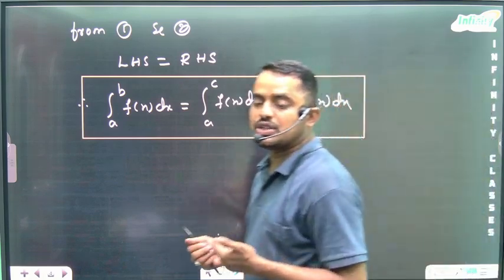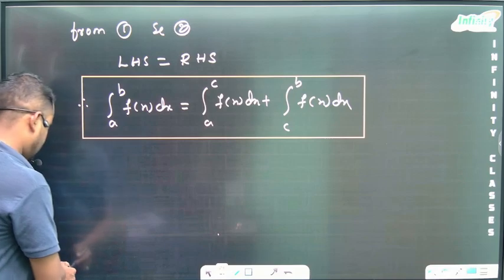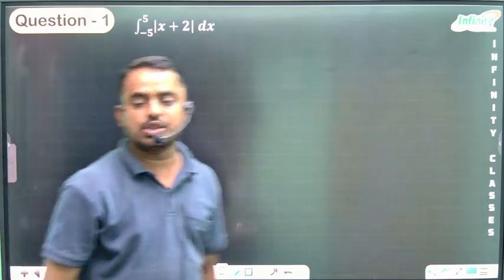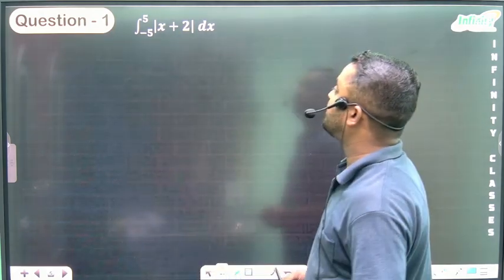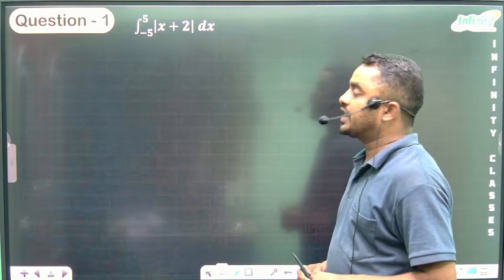Next we will solve the problems now. So write the problem, that is question number 1. Question number 1 is what here? Integration from minus 5 to 5 of mod of x plus 2 dx.